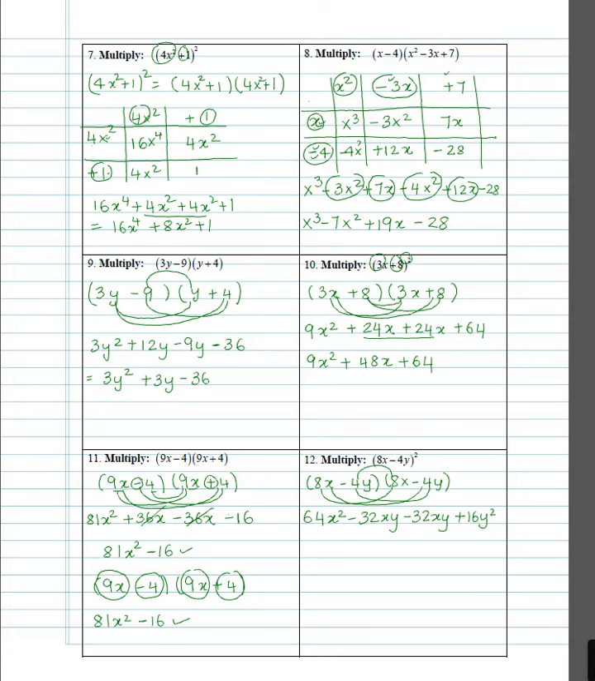So you always have to pay attention to what kind of variables you have. If you're having x and y, you have 32xy. Now combining the like terms, I have 64x squared, negative 32xy, negative 32xy is negative 64xy, plus 16y squared is your final answer.